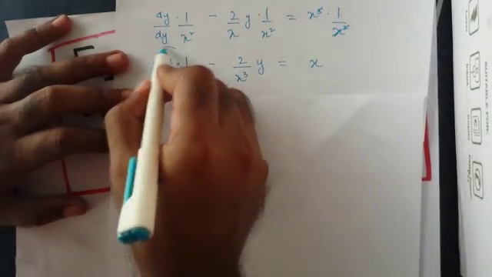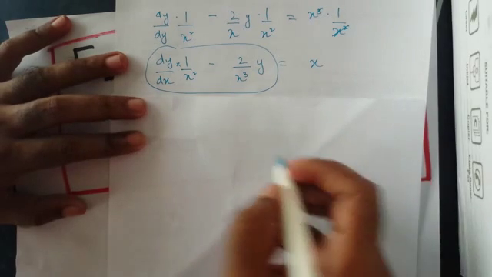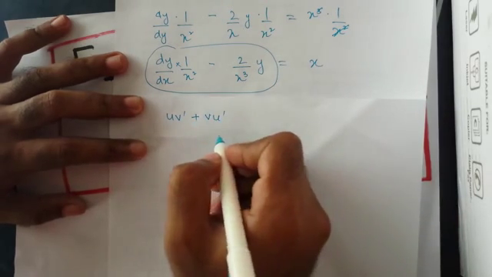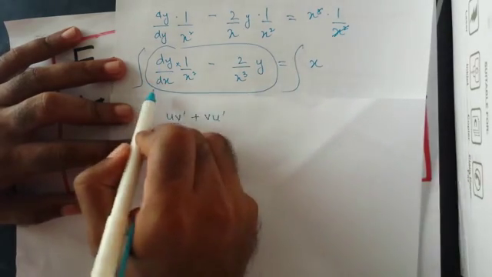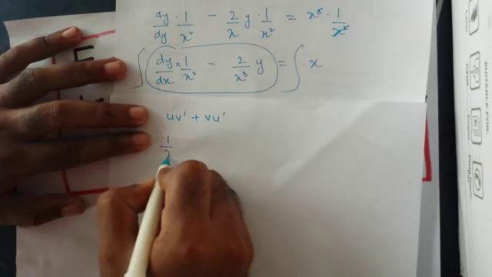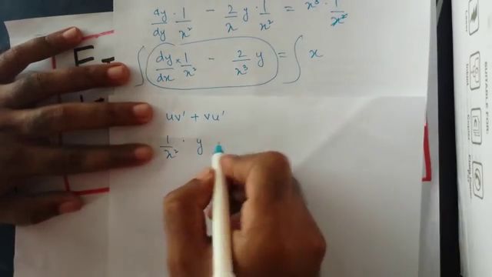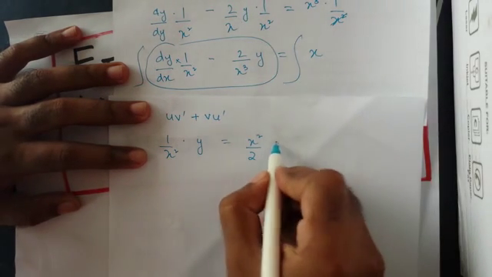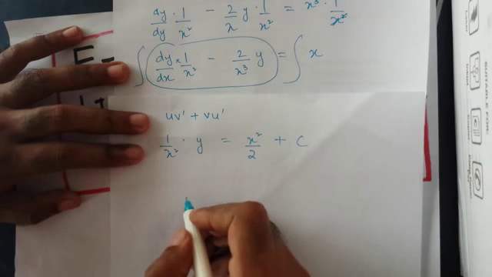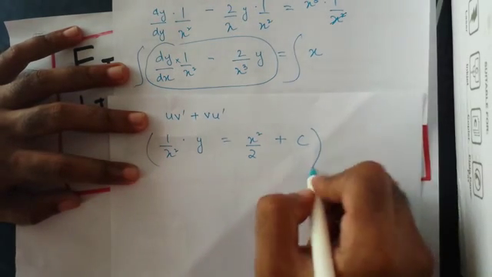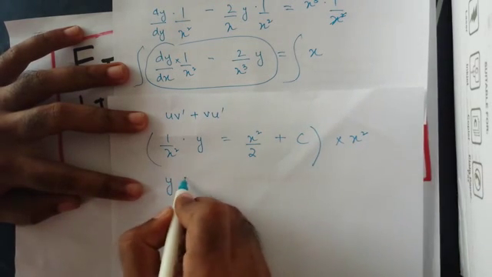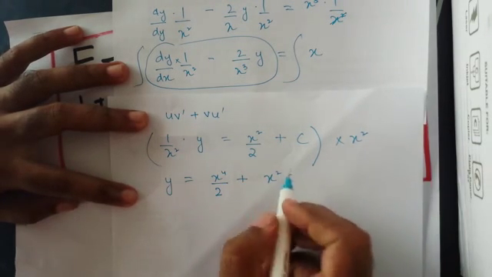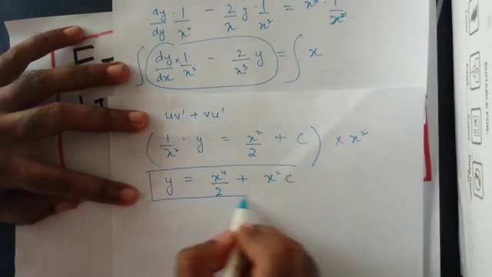Now if you notice, this whole left term is the differential form of the product rule. The product rule is uv dash plus vu dash. So when we integrate this whole term, we simply get 1 over x squared times y, and the integral of x would be x squared over 2, and of course our constant of integration. We can simplify this equation by multiplying it by x squared. So this becomes y equals x to the power 4 over 2 plus x squared times our constant of integration. So this is our answer.